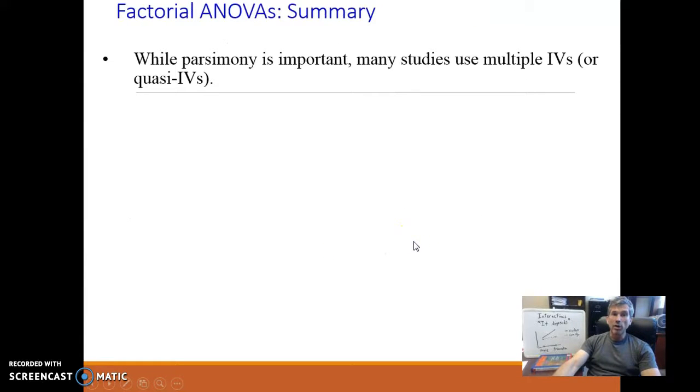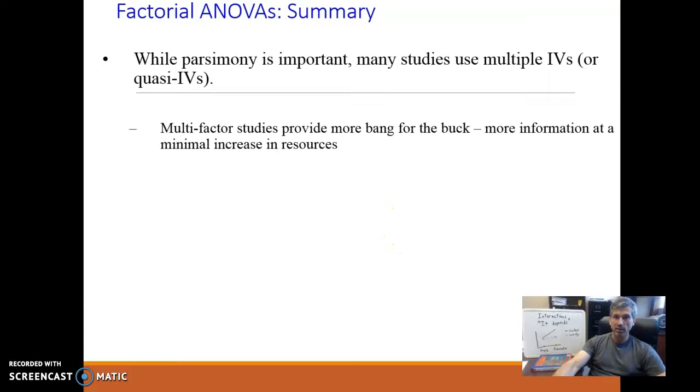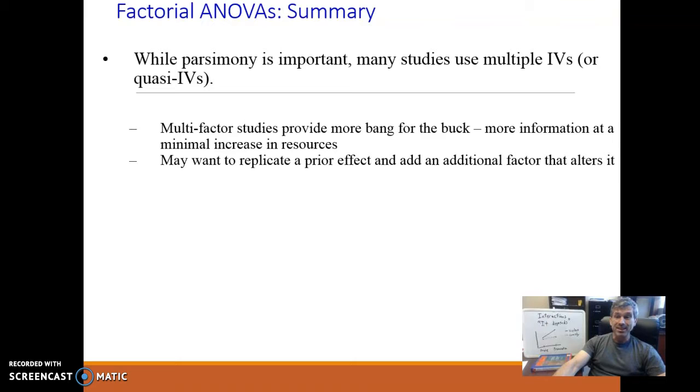The factorial ANOVA, again, parsimony is important. You don't throw stuff in there just to throw it in there, but a lot of studies will have compelling reasons to use multiple factors, IVs or quasi-IVs. You get more information with a minimal increase in expenditure, but also you get to see if existing relationships or hypothesized relationships are altered by those second factors. A lot of times we run these tests because we're looking for interactions.